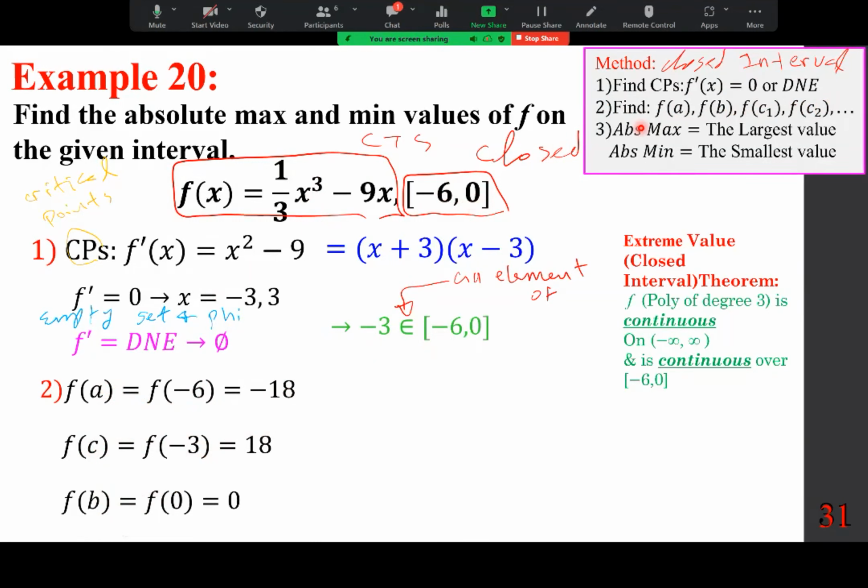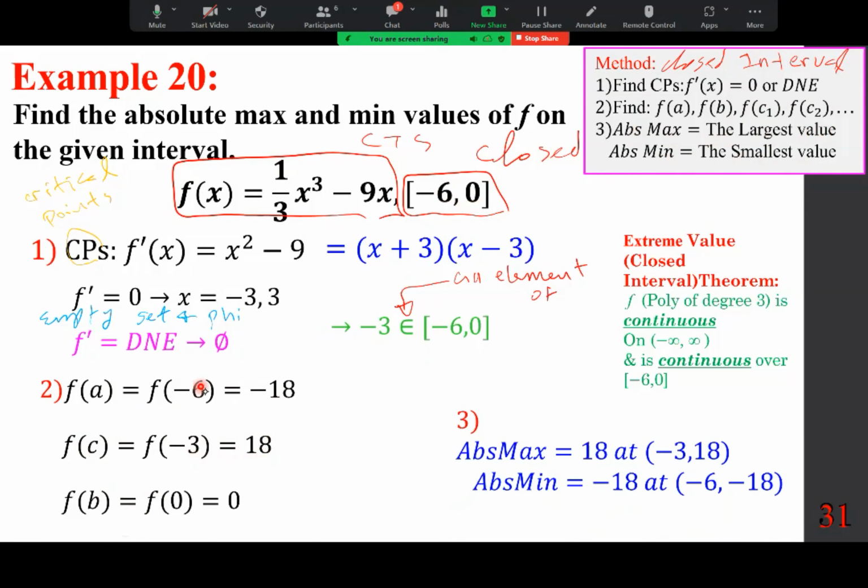The largest value is the absolute max. The smallest value is the absolute min. So 18 is the absolute max in this pair, and -18 is the absolute min. And again, when you answer the question, you want to answer it however they ask you to answer it, in order to receive full credit.